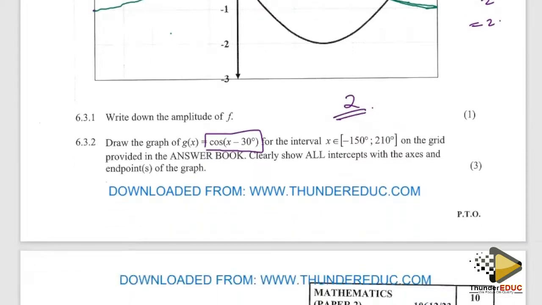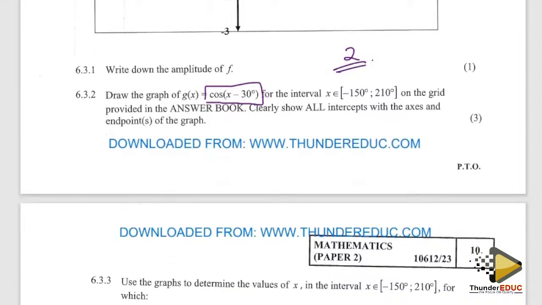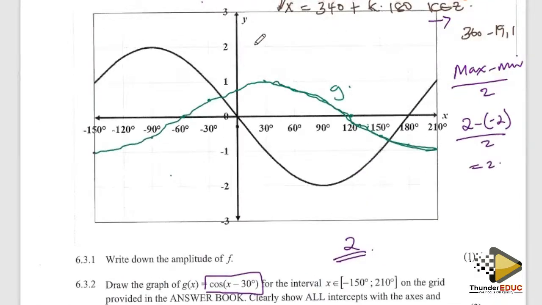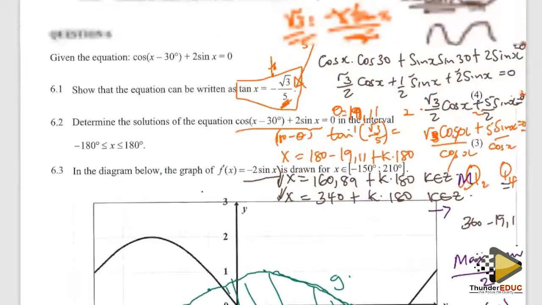Then they want us to use the graph to determine within the intervals for which g of x is greater than f of x. So when g of x is greater, we're looking at the area under which the graph of g is above. Okay, so this area, what are the values of x? So in other words, we need to look at the points of intersection. With the points of intersection, since we found the general solution, because this question is linked to the general solution, let's just try to go back up.